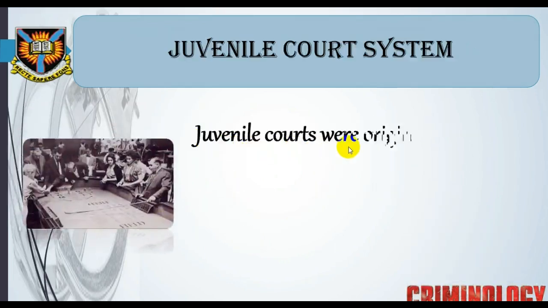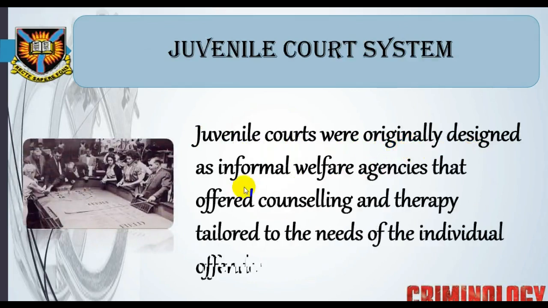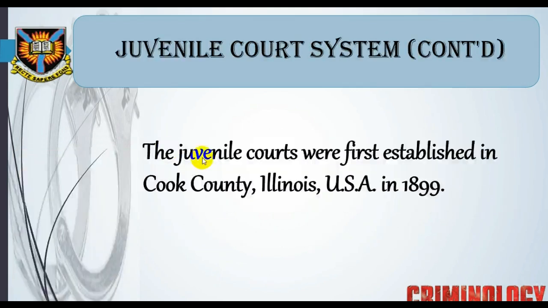Juvenile court system. Juvenile courts were originally designed as informal welfare agencies that offered counseling and therapy tailored to the needs of the individual offender. The youthfulness of the offender was thought to confer a kind of diminished capacity to commit crime and to make the offender easier to reform than an adult criminal. The juvenile courts were first established in Cook County, Illinois, USA in 1899.